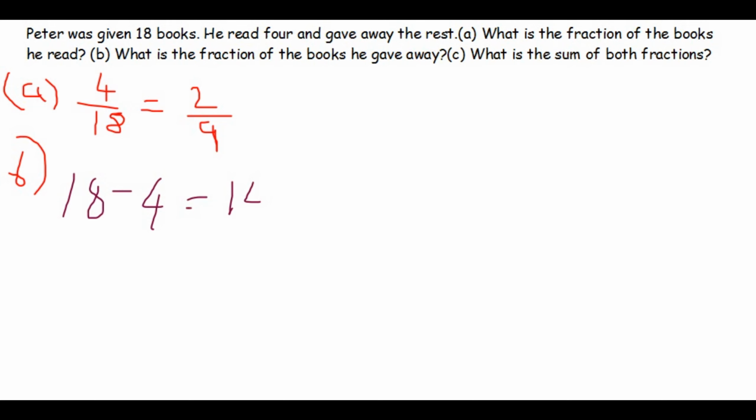So therefore, the fraction of the books he gave away would be 14 over 18. And if we simplify this further, we have 7 over 9.